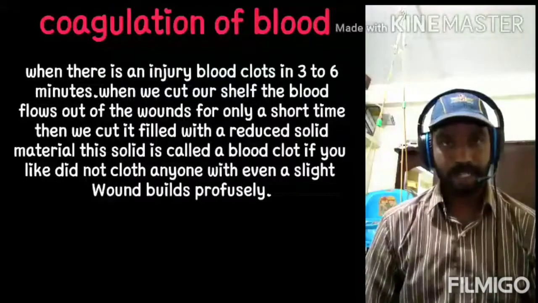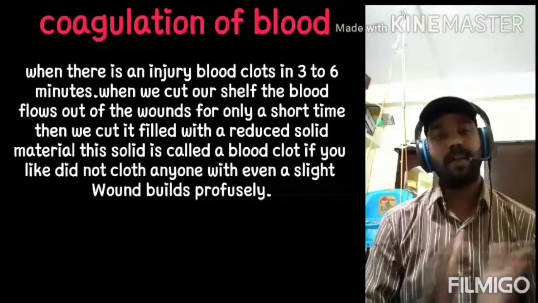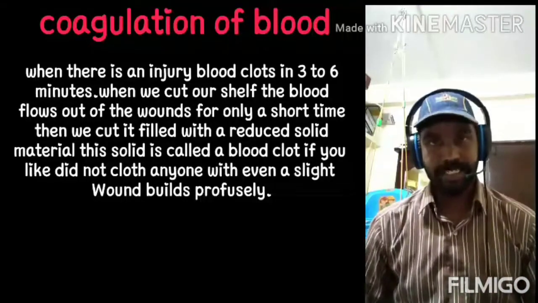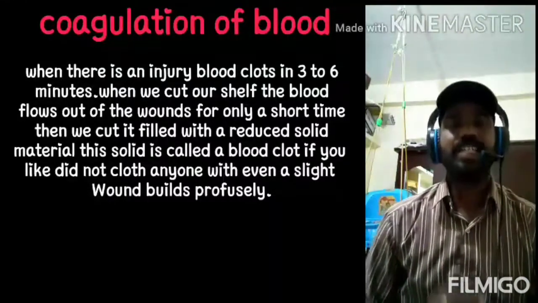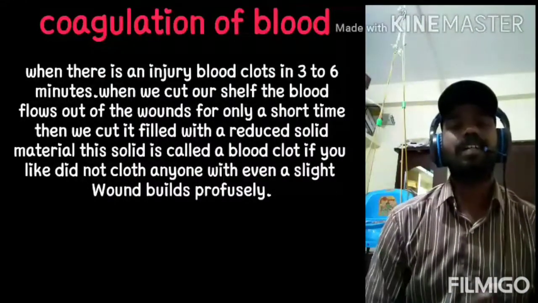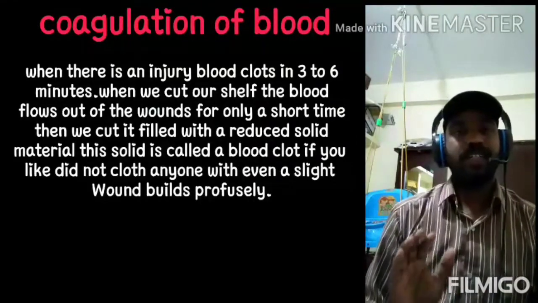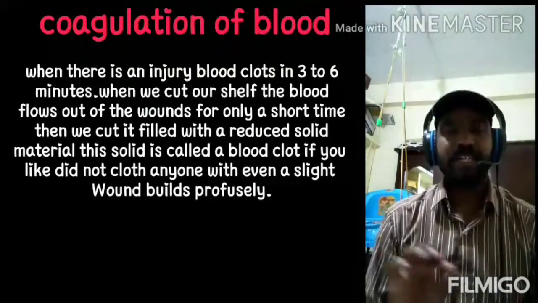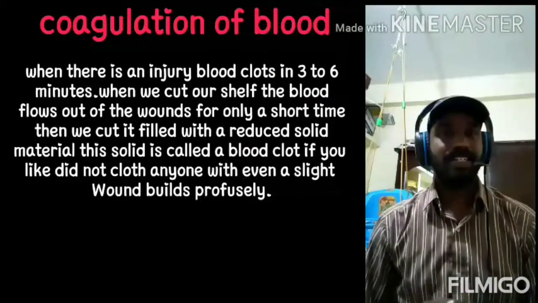This is also important. Commonly, whenever we are injured, blood will clot in 3 to 6 minutes. But in some other conditions, especially in some cancers, blood will not clot. So with the help of this symptom also, we can find some different types of blood cancers. And what is the mechanism of coagulation of blood?